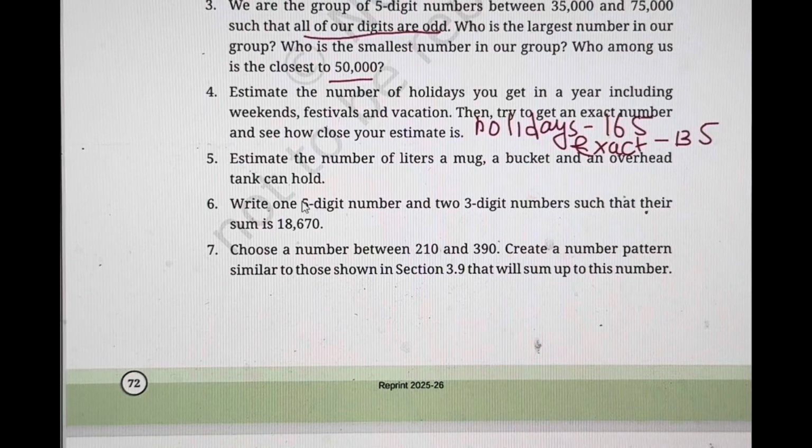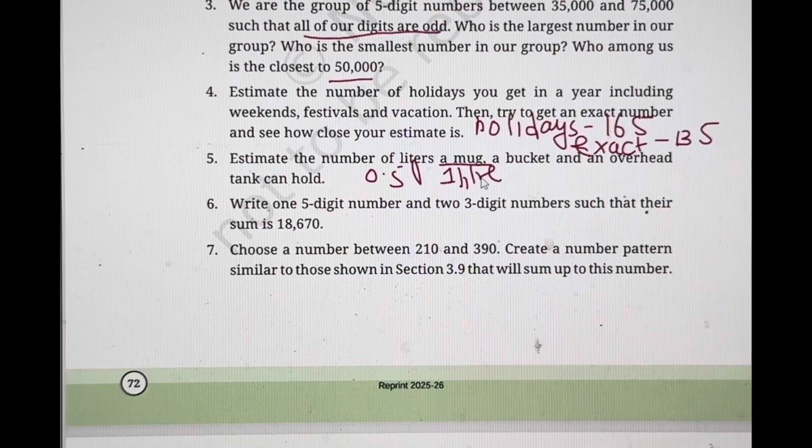Question number 5: Estimate the number of liters in a mug, a bucket, and an overhead tank. So again, you have to estimate. The number of liters in a mug may be 1 liter, it depends. It may be 0.5 liter if it is a small mug, and it may be 1 liter also. So both possibilities are there, 0.5 liters or 1 liter.